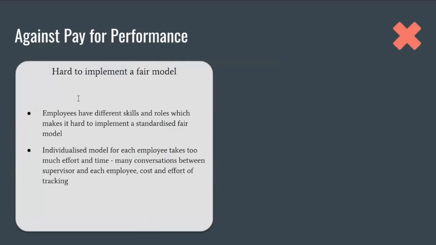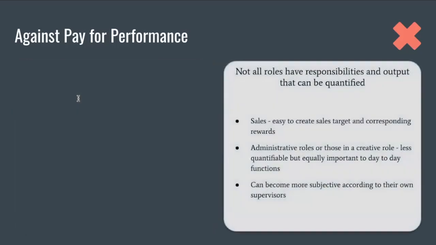It will require rounds of conversations between the supervisor and each employee to determine the appropriate goals and corresponding rewards. There's also the issue of tracking progress that can get too complicated for larger teams. Secondly, not all roles have responsibilities and output that can be quantified. For example, if the employee was from sales, it would be easy to create goals according to the sales quantity. However, other roles such as administrative or those in the creative industry have outcomes that are less quantifiable but equally important job functions. Their evaluations can then become more subjective according to their own supervisors.